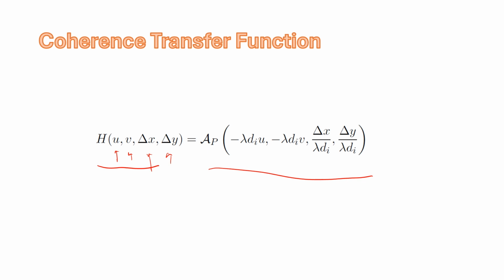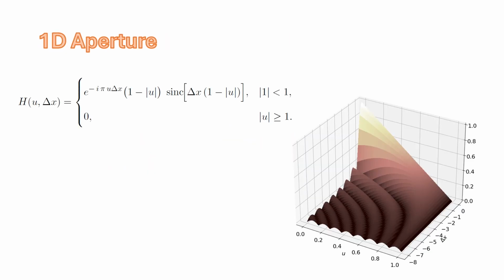Let's look at the characteristics of what this ambiguity function looks like. If we had a one-dimensional aperture, again, this is the same plot that we've seen two different times before in this episode, but now we can write this in terms of this delta x and u. So this axis is spatial frequency in the output plane. And here we're looking at just the positive quadrant of the spatial frequency and delta x coordinates.